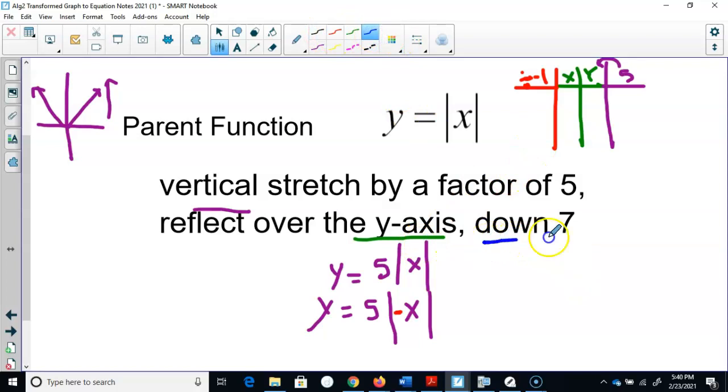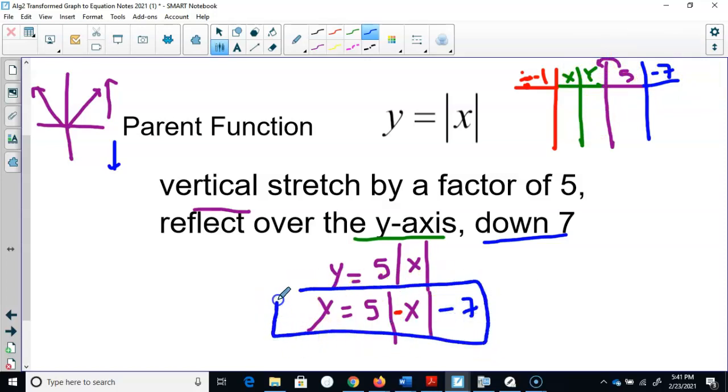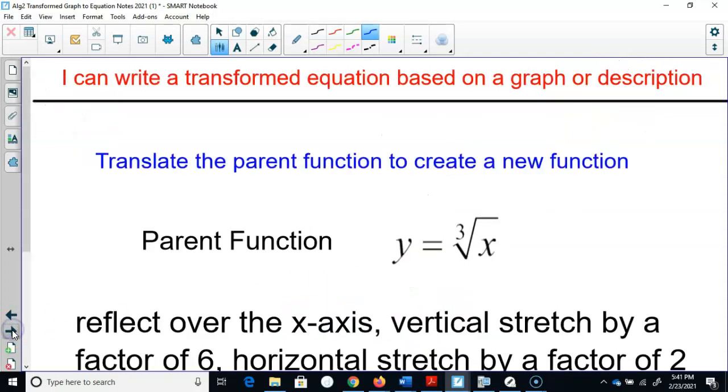Okay, finally, we need to go down 7. So down means we're going in the y direction. So that's on the outside of the grouping symbol, because going down 7 happens to the y. Okay, going down 7 happens to the y. So -7. And there we go. Let's keep practicing.